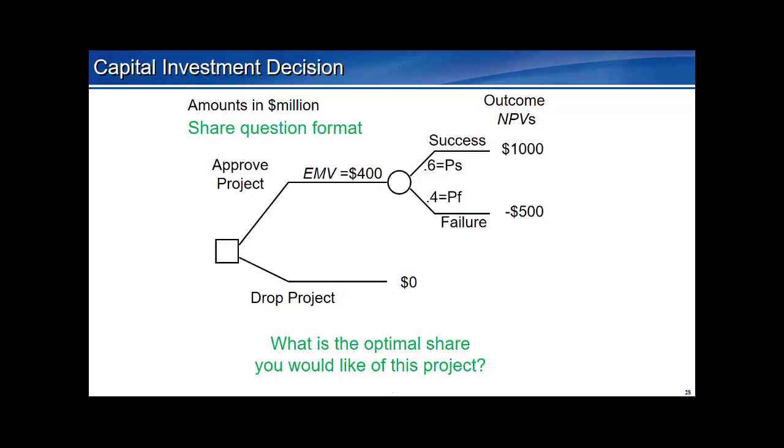Here I've scaled up this project. The amounts are in millions of US dollars. Assume $500 million is too much to risk on any project. What is your optimal share or ownership fraction of this project? From your share answer, UEP calculates R.